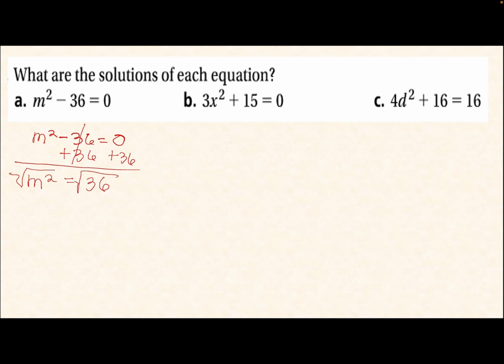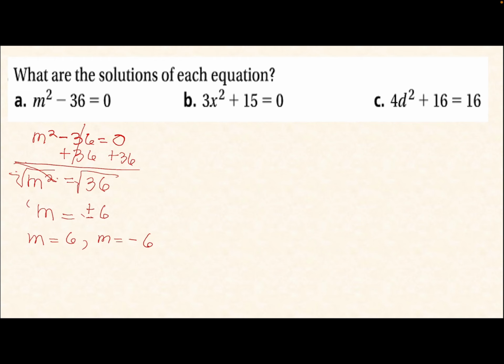That's why it is called solving by extracting the square root. So you now have m is equal to, what is the square root of 36? Positive and negative 6. Do not forget to write this whenever you are extracting. So the value of m, or the solution of the given quadratic equation, is 6 and negative 6.